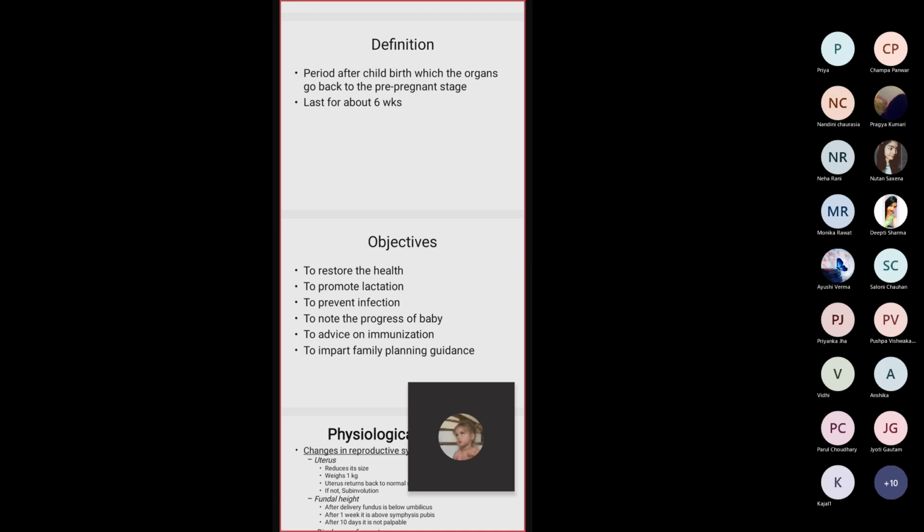If it is a normal delivery and an episiotomy is done, what is episiotomy? Can anybody answer? Ma'am, it is a surgical incision on the perineum. It is a surgical incision on the perineum. So if the woman has an episiotomy wound, there is a chance of infection if she is not properly taking care of hygiene. So our next objective is to prevent infection.